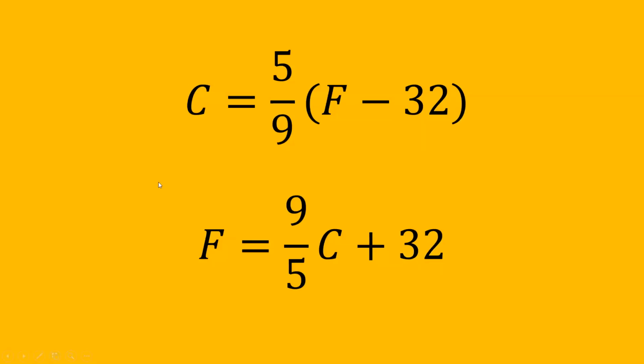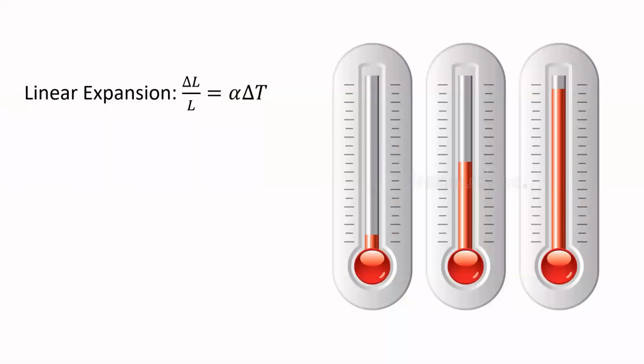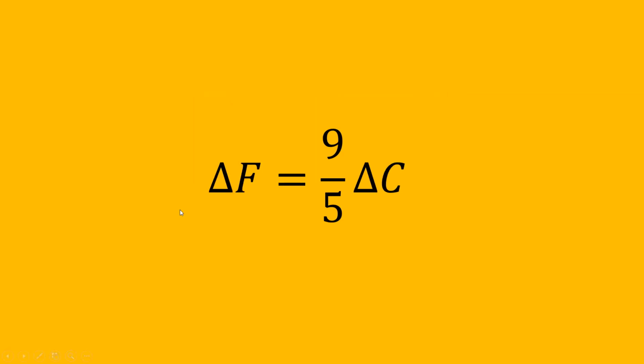But let's focus on the deltas. If you looked at the change in temperature on the 2 scales, you would find that, again, this is your constant of proportionality. So I flipped it around. This is, whoops, this is the change in Fahrenheit temperature in terms of the change in Celsius temperature.